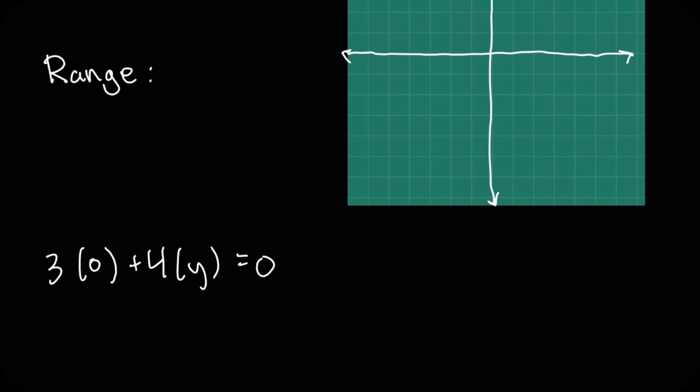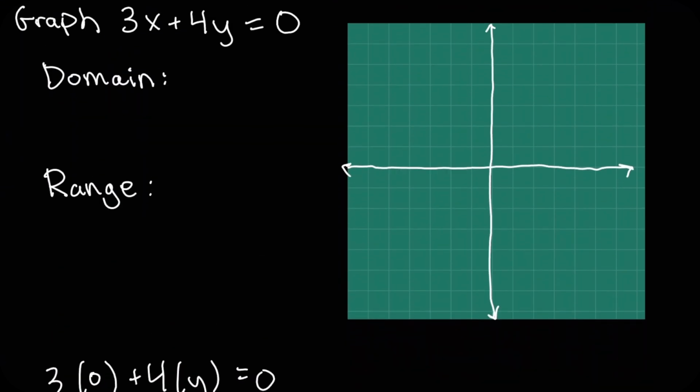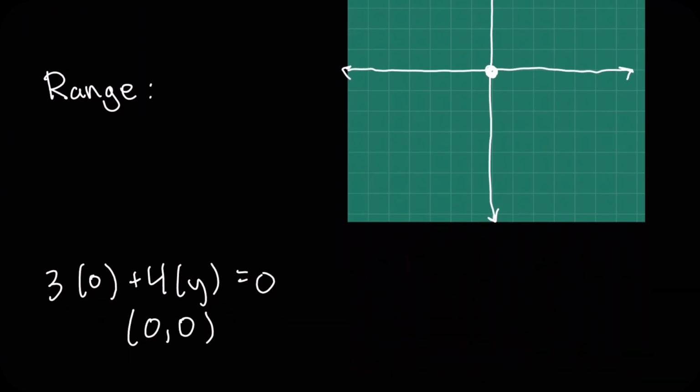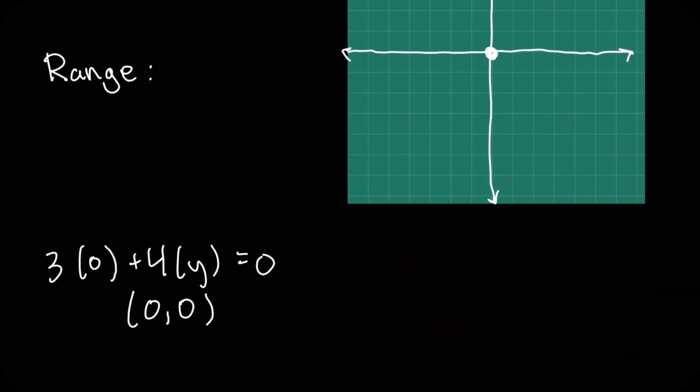we'll have 0 plus 4y is equal to 0. So in that case, y has to be equal to 0 as well. So one of our points is (0, 0), and we can go ahead and plot that on our graph here. Alright, so let's figure out another point that we can put on our line.